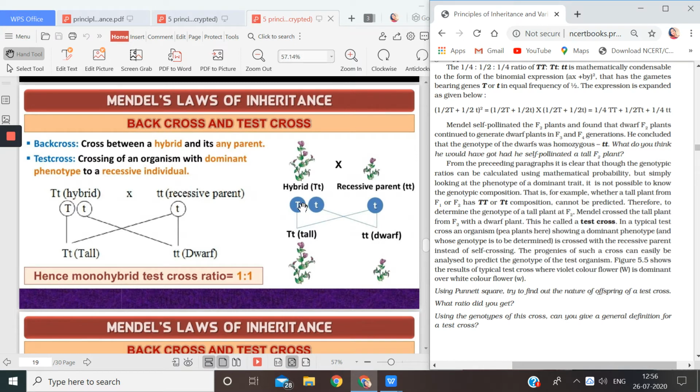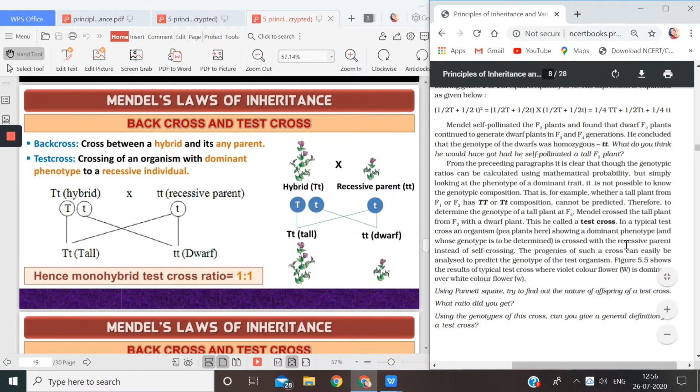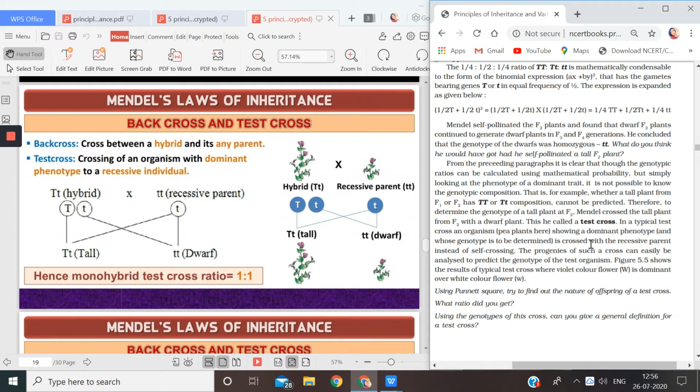I know that the dominant one is tall, but I do not know its genotype, whether it is homozygous tall or heterozygous tall. Just to find that out, I am doing this cross. I am doing this cross just to find out the genotype. I am not going to find out the phenotype because I know the phenotype already. I have chosen a tall dominant plant, but I'm trying to find out its genotype.